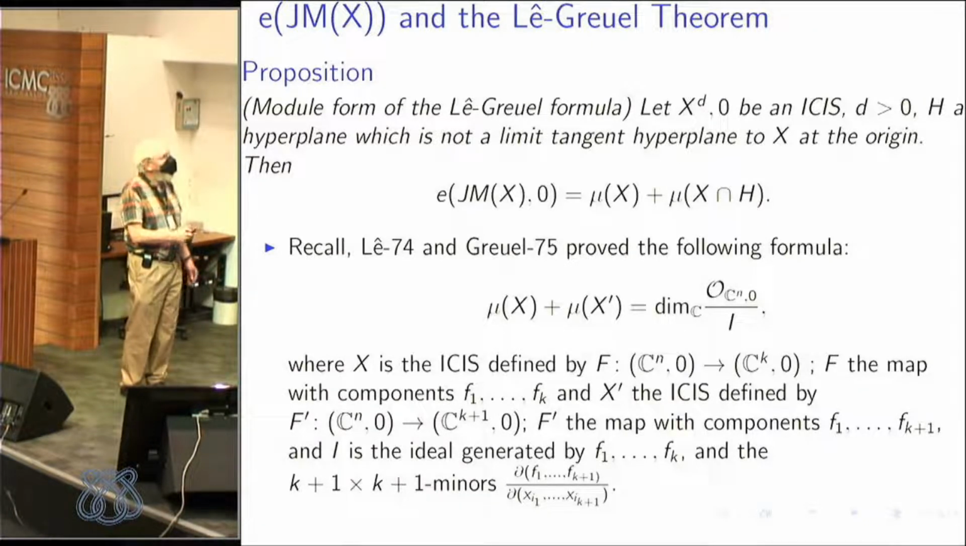So this is the original Lê-Greuel formula here. X is defined by F. F is a map with components Fk. X prime is defined by a map with one more component. And I is the ideal generated by these, and the minors in the larger one. Okay.